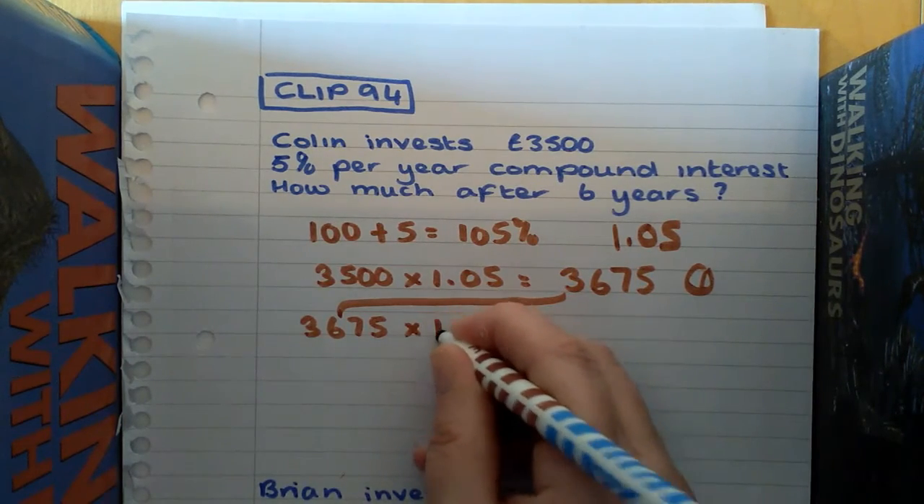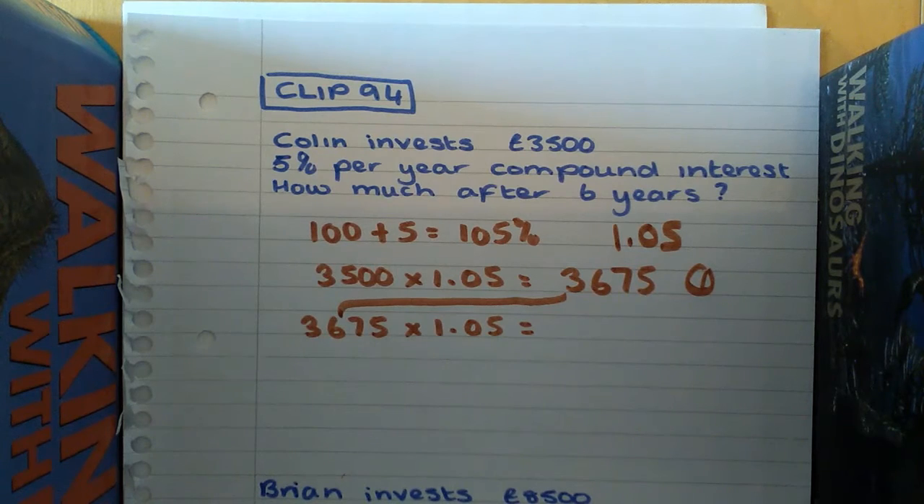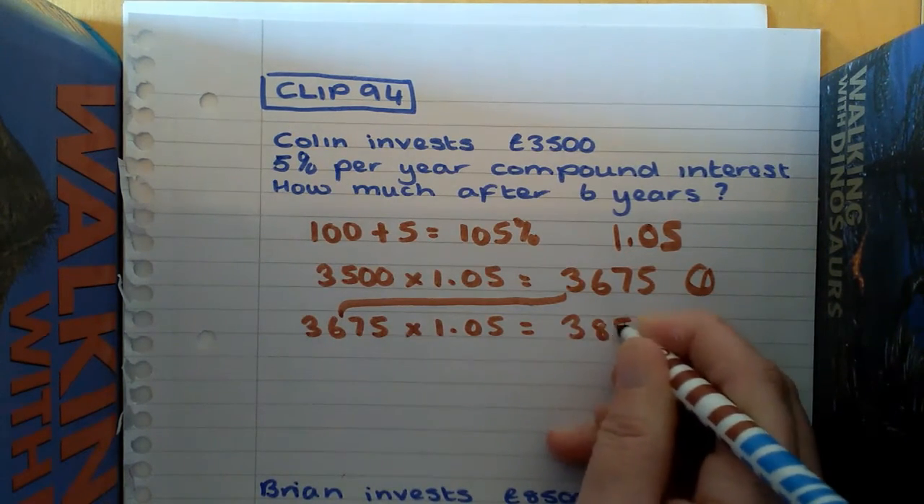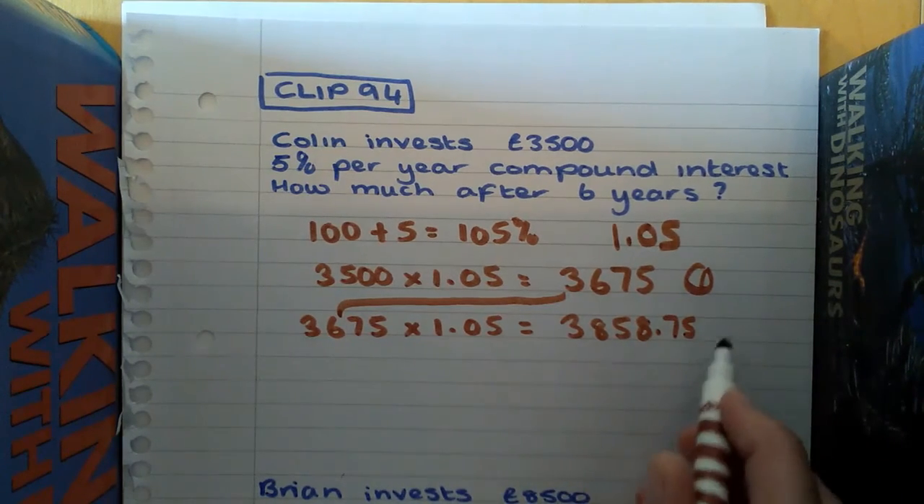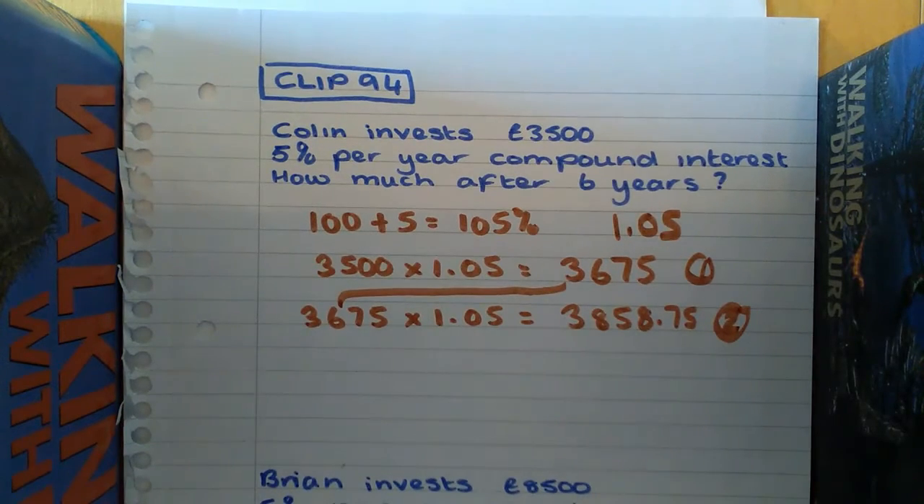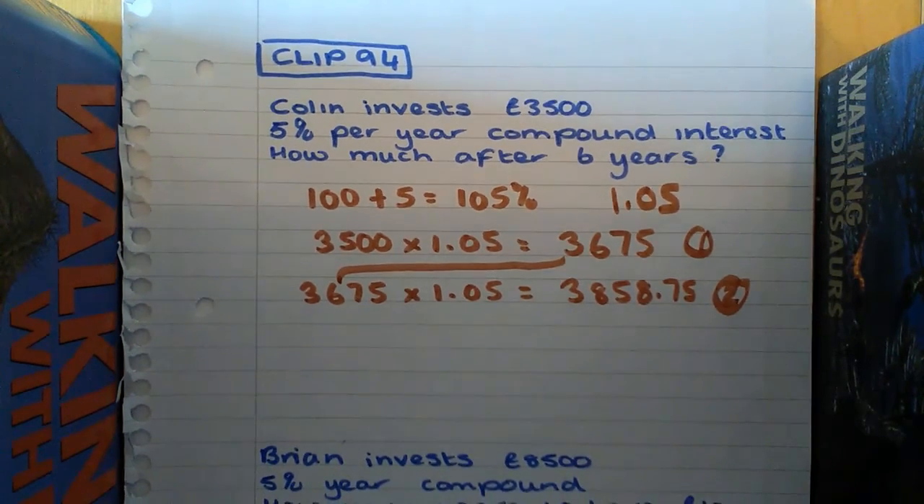3,675 and I'd times it by 1.05 again. So times by 1.05 is equal to 3,858.75. And that's how much I've got at the end of year two. Now you can imagine this is going to take a really long time for us to do this for 6 years. So there is a quick way to do it.